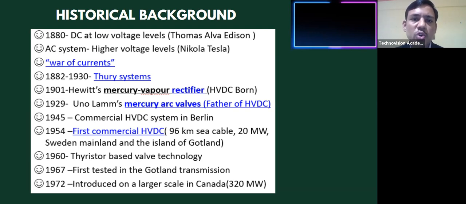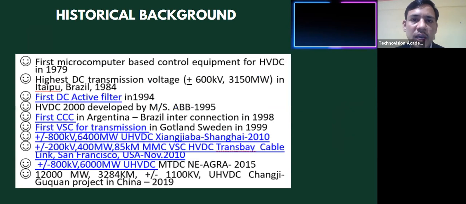But that project never came into operation. Later on, in 1954, the first commercial HVDC operation started between the Sweden mainland and the island of Gotland. Then in the 1960s, thyristors were invented, and in the Gotland project, thyristors were used in 1967. In 1972, on a larger scale in Canada, up to 320 megawatt, thyristors were used. Again, microcomputer-based control equipment for HVDC was developed in 1979.